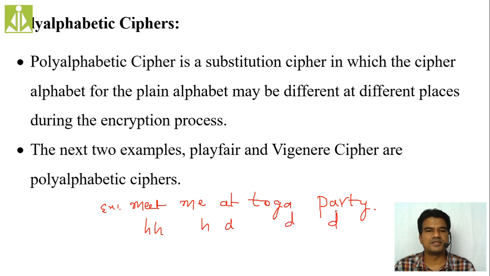Because for every plain text character, we have an equivalent substitute inside the key or inside the ciphertext. That is the reason why for all E's, or all same characters in the plain text, we get the same characters in the ciphertext. They are becoming susceptible to cryptanalysis because of this reason.